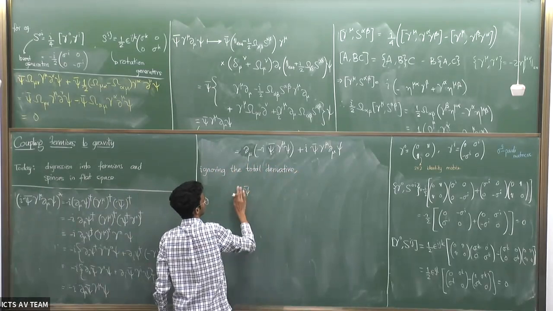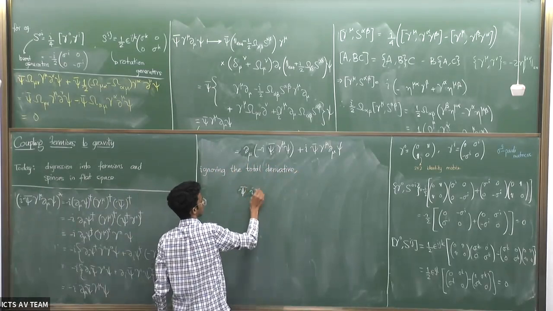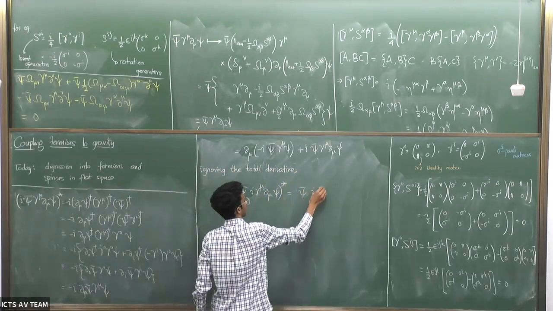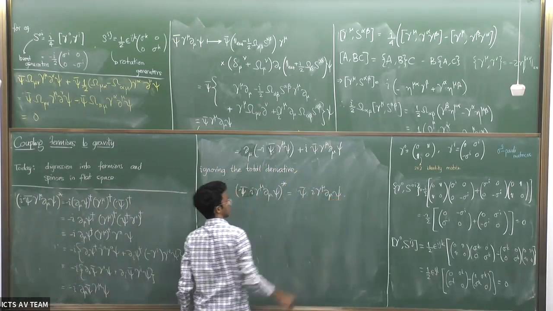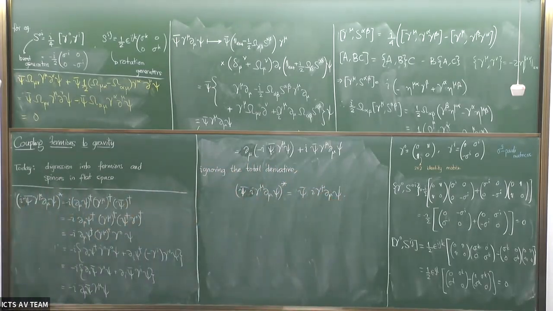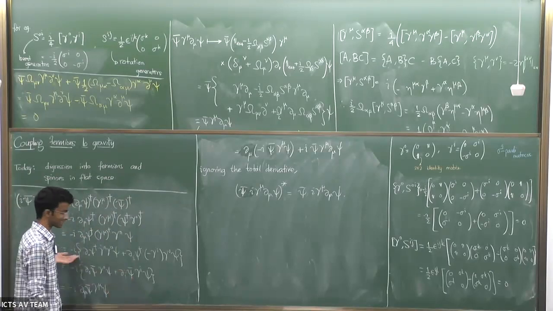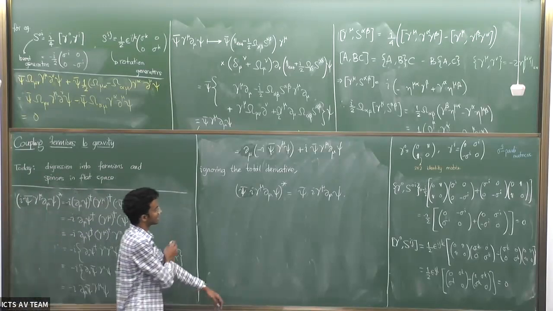psi bar I gamma mu del mu psi. But I would have to end up showing that. So I mean, you know that. So yeah, sure. Indeed. But since this is the first class, some of us are seeing gamma matrices. This is the simplest way to do it.